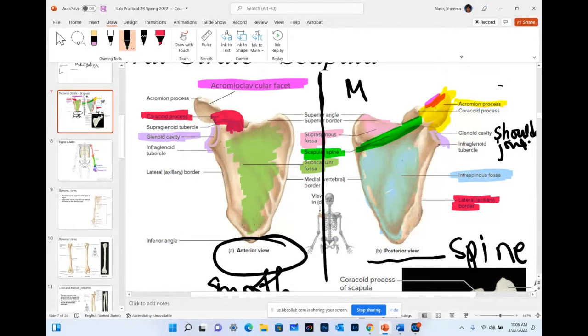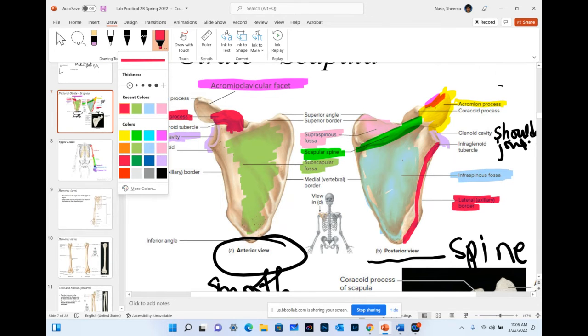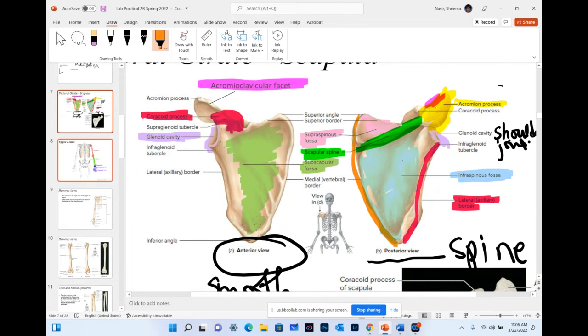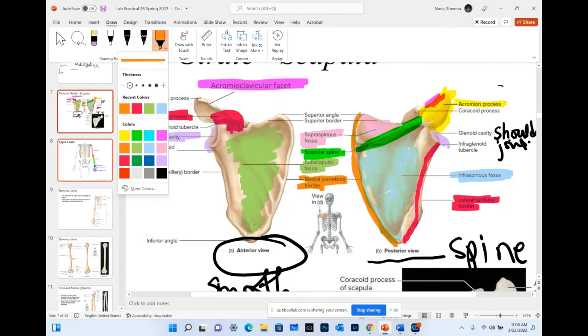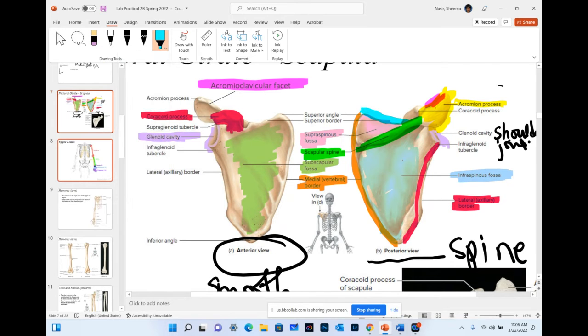I'm going to remove this because it is looking ugly. Okay, so this right here is your lateral border. This right here is your medial border. So you have lateral border, you have medial border, and now we are going to look at the superior border. Understood?